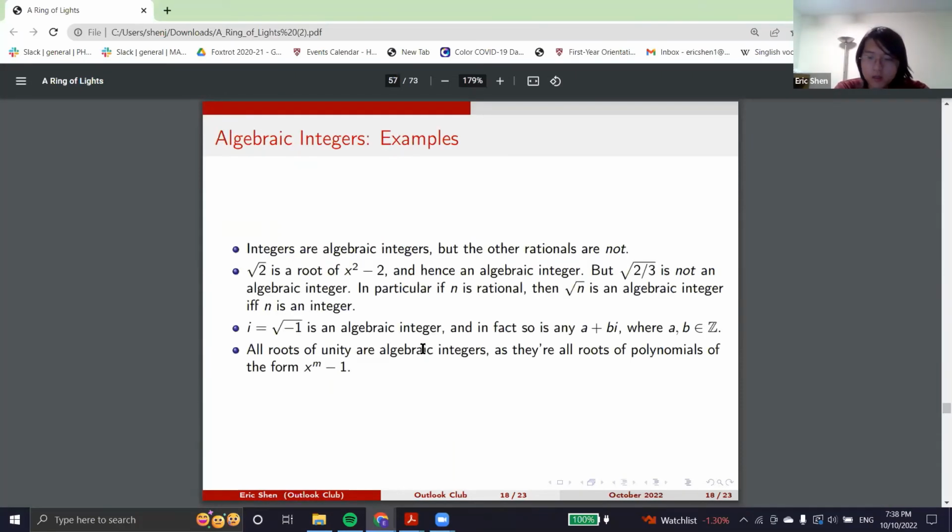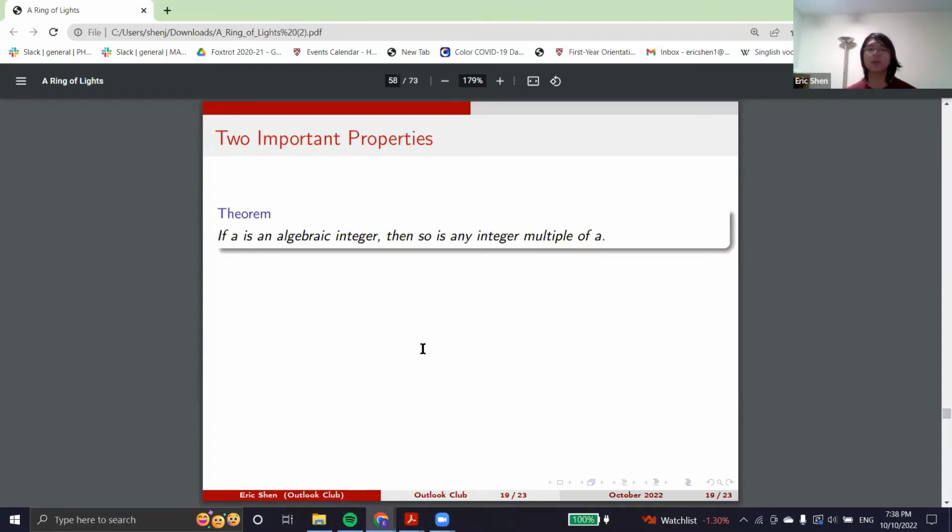Okay, now, we'll also need two more important properties of algebraic integers, one of which is pretty simple, and one of which is also simple but much more complicated to prove. The first one is that if a is an algebraic integer, then so is any integer multiple of a. Let's think about why this is true. I'm going to give you a pretty easy example. Let's just work through it for root 2. We know that it's a solution to x squared minus 2, so it's an algebraic integer. What about 3 root 2?